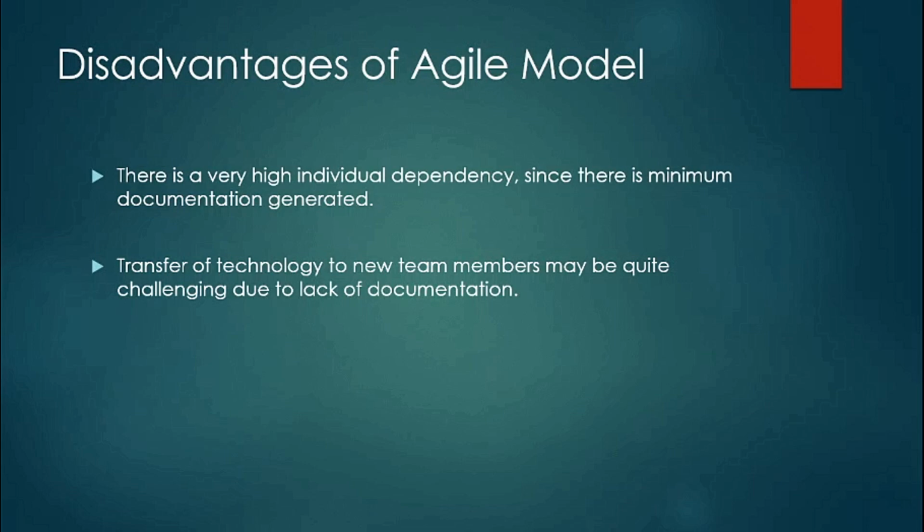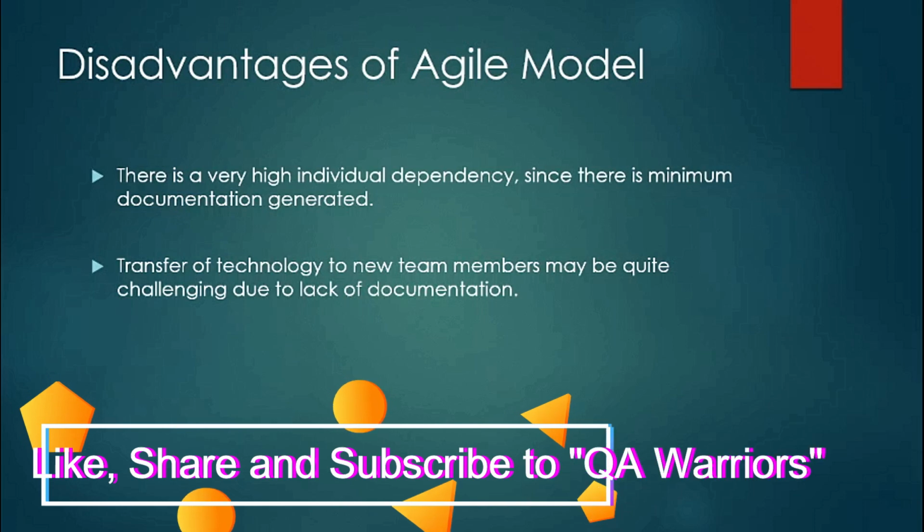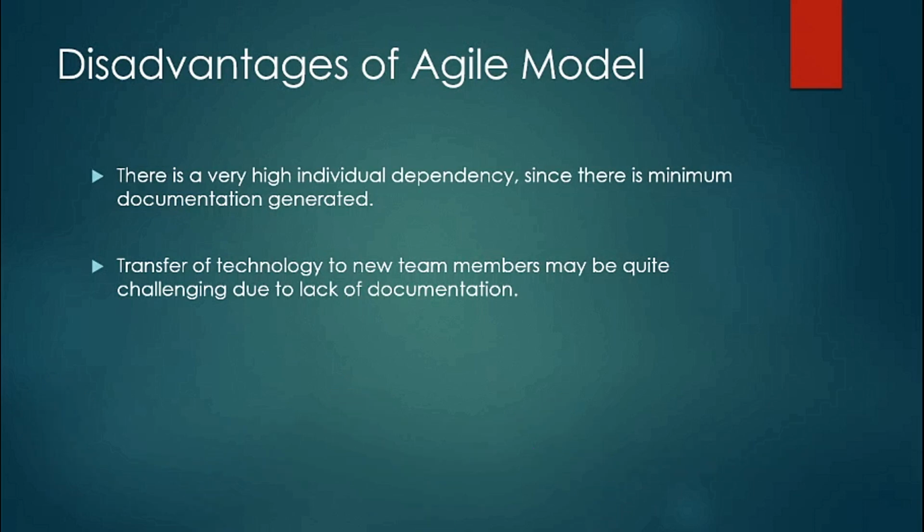Also, the transfer of technology to a new team member may be quite challenging due to the lack of documentation. If an existing team member is leaving the team, it is very challenging to provide proper KT to the new team member because you don't have proper documentation. So transfer of technology is a challenge in the agile model.